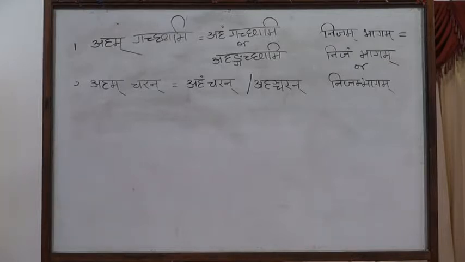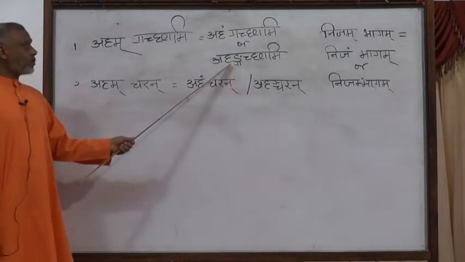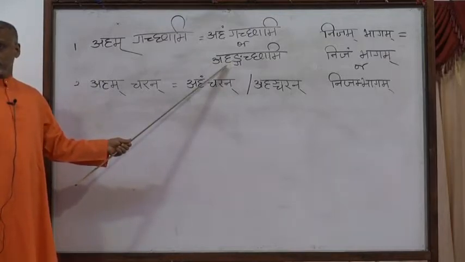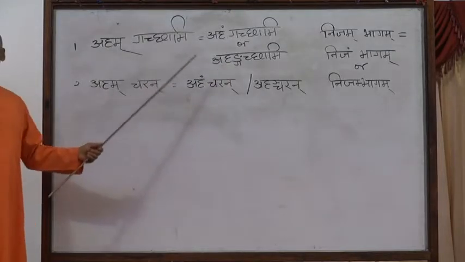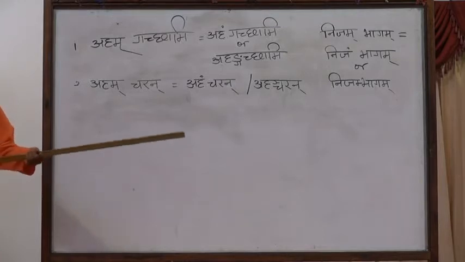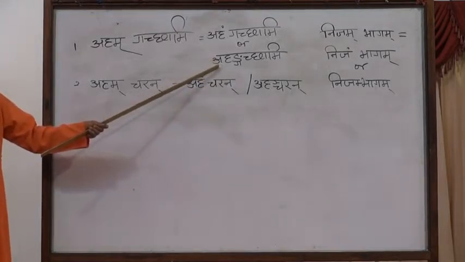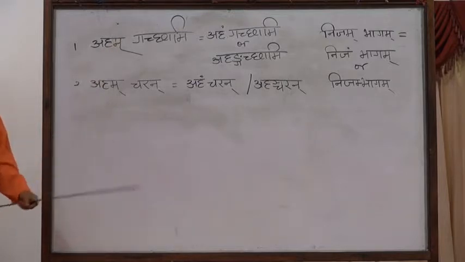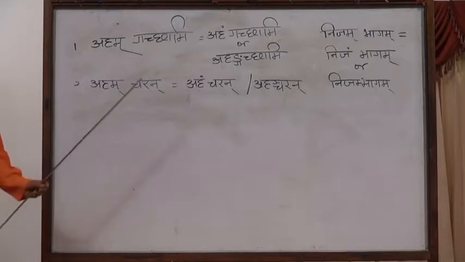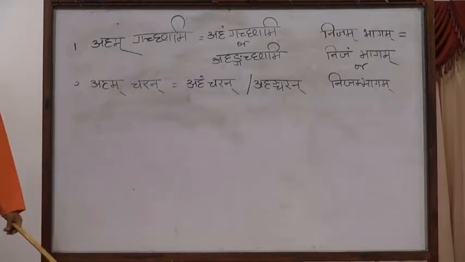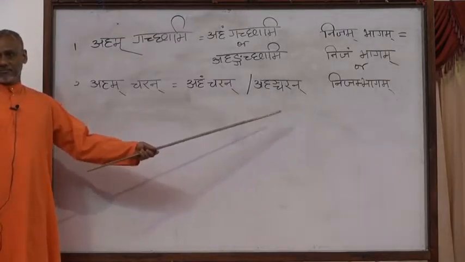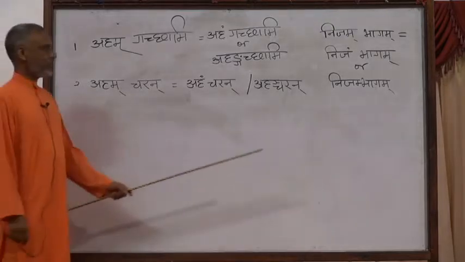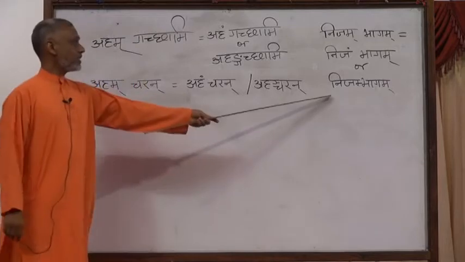So now in the literature, most probably you will encounter the word like this. So that when you see that, that really is aham gacchami. That is the original. Because of Sandhi, it became like that. The original word is aham gacchami. So don't be confused. You have to know all of these things, so that when you see it in literature, it really means aham gacchami, I go, or aham charan, like that. Nijam Bhagam.